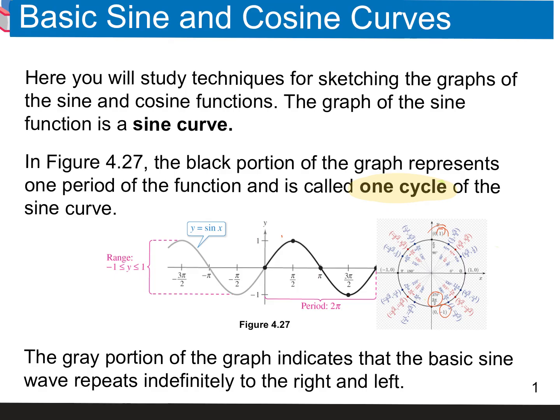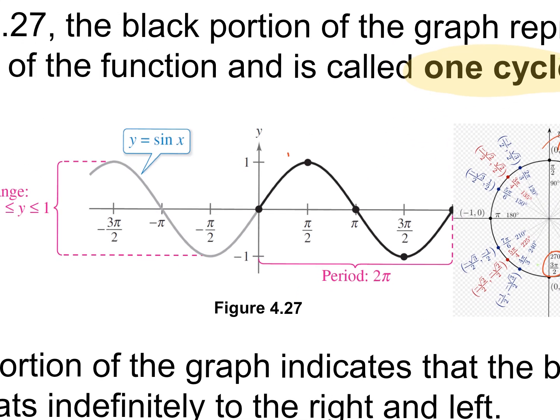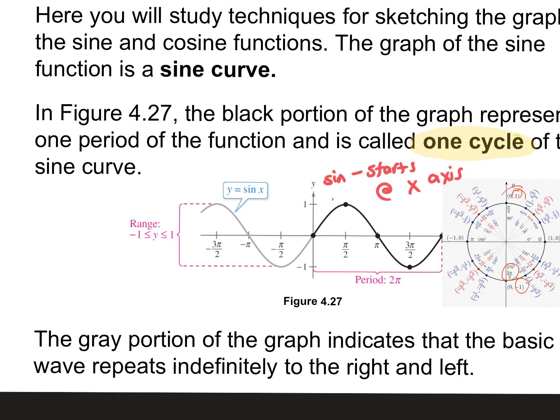All right, so here is your basic sine curve. What you need to take away from sine, and write this down: a sine curve starts at the x-axis. This is the quote-unquote parent function. You're familiar with parent functions, like x squared makes a U and goes through the origin. This is your parent function.